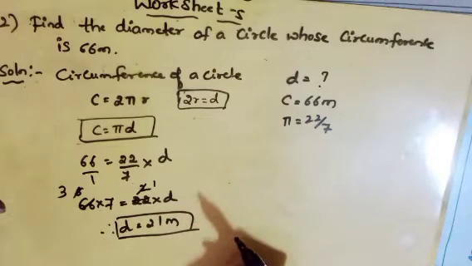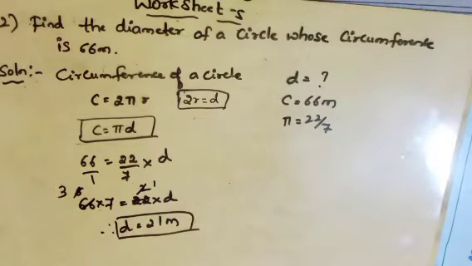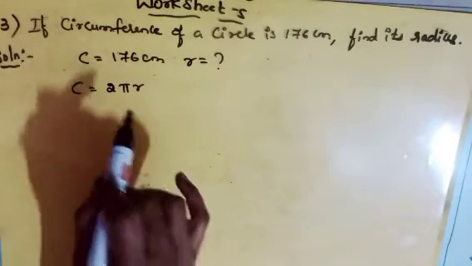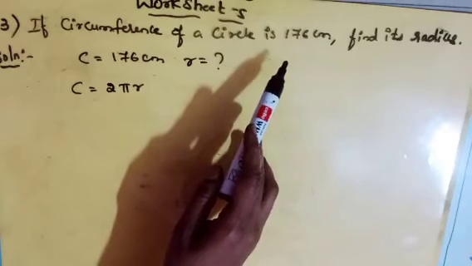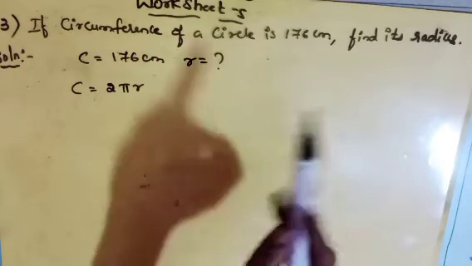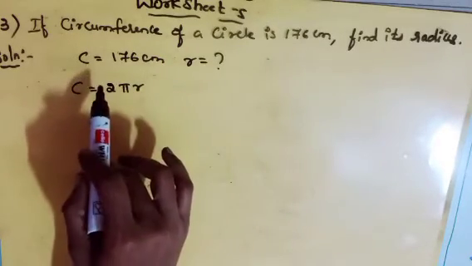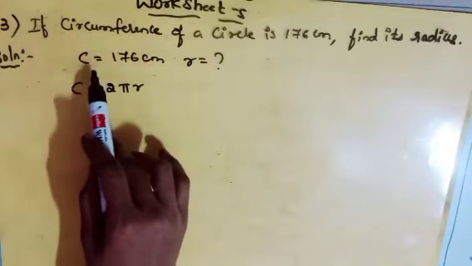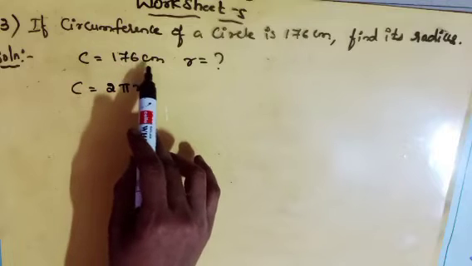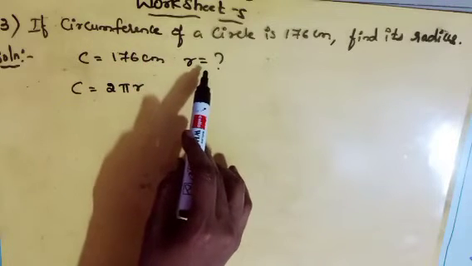Let us find the third one. The circumference of a circle is 176 centimeter. Find its radius. So what is given? Given is C equals 176 centimeter. That means the circumference of a circle is 176 centimeter, and we have to find out the radius.